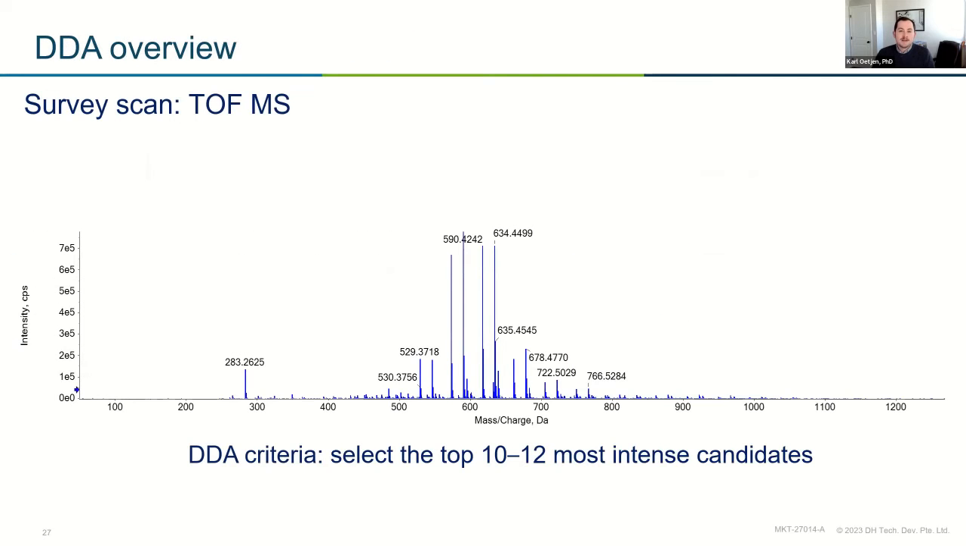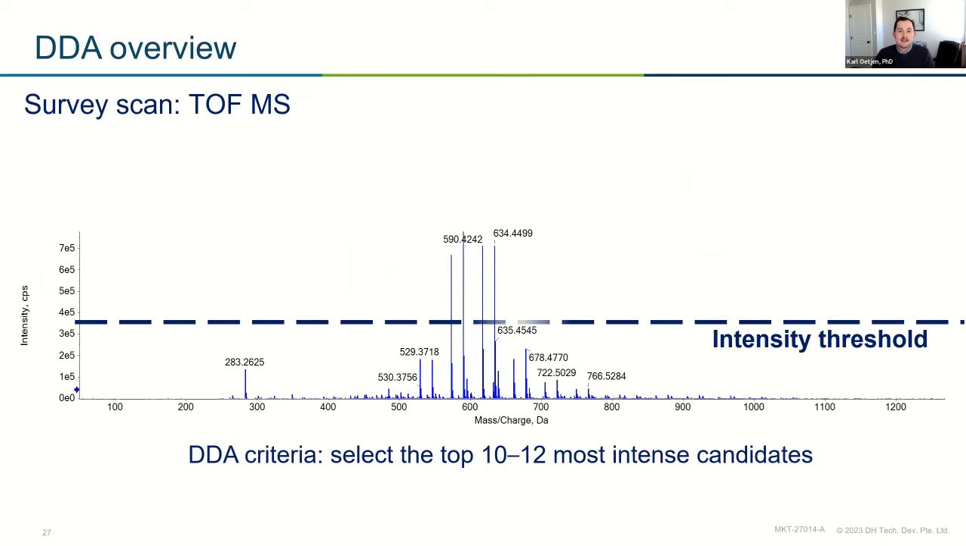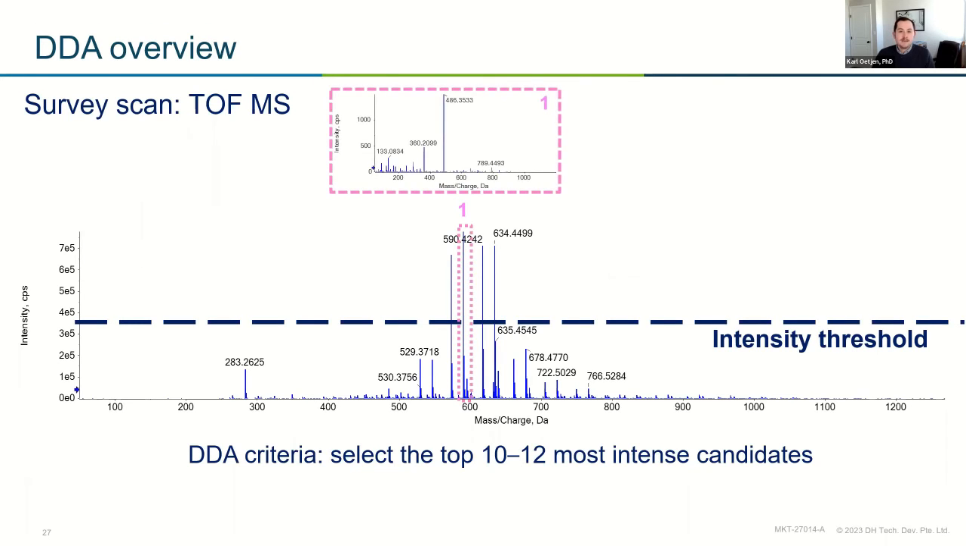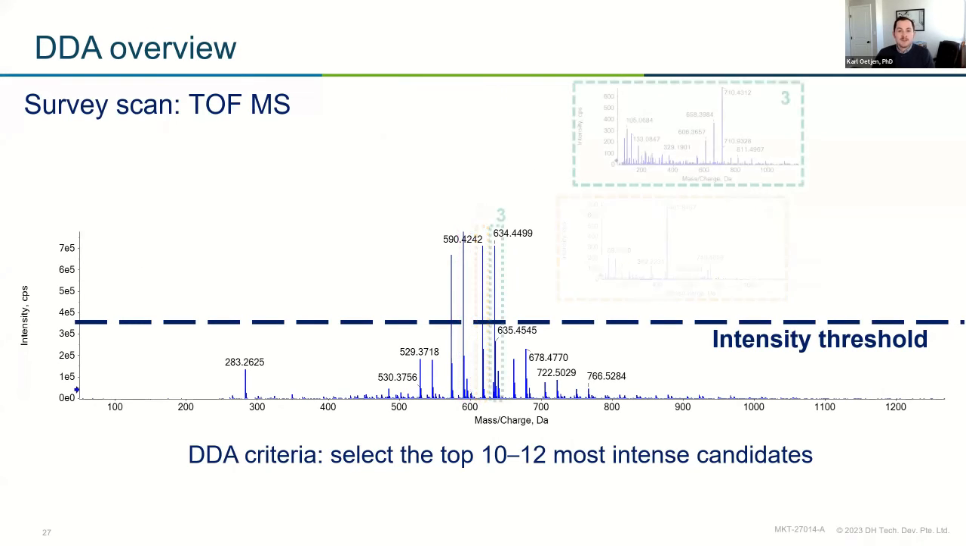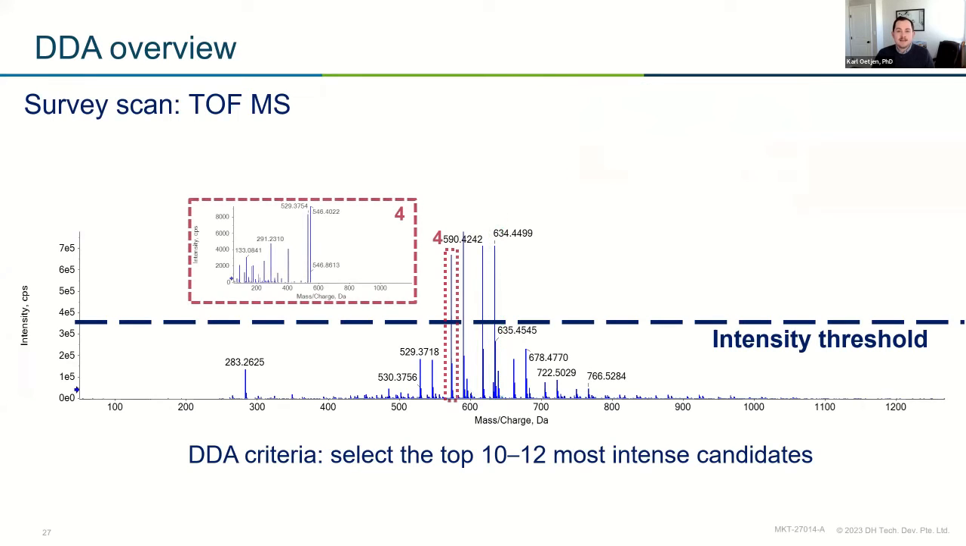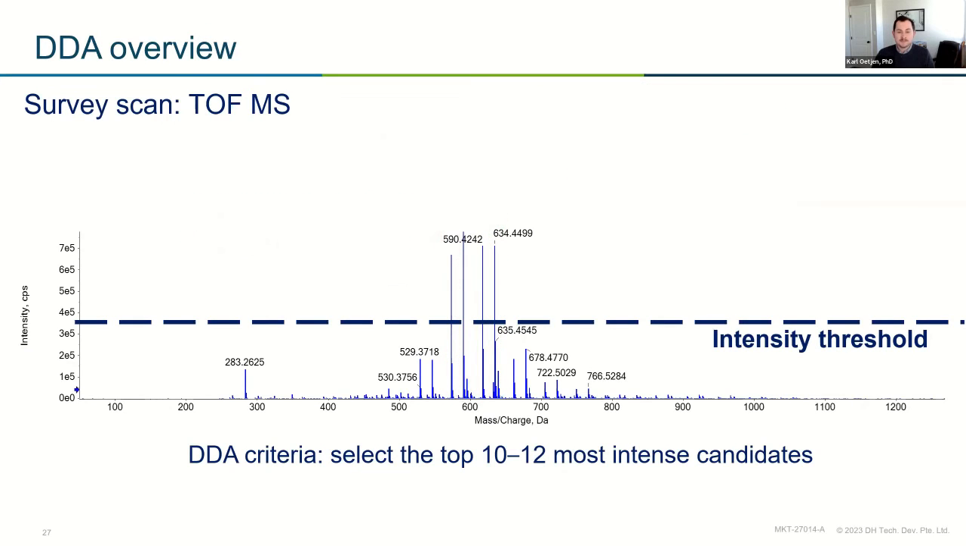So here I've got my survey spectrum, and I'm setting my intensity threshold. And I'm saying, hey, anything above this 3.5 e⁵ line, I want to fragment. So the top 10 to 12 peaks above this line, go ahead and do MSMS analysis on them. And the instrument will go ahead and do that. I haven't selected these ions. I haven't given it really any information aside from an intensity threshold to choose these things, right?